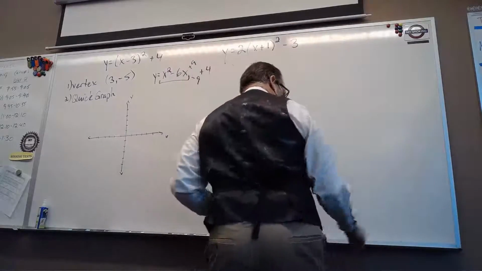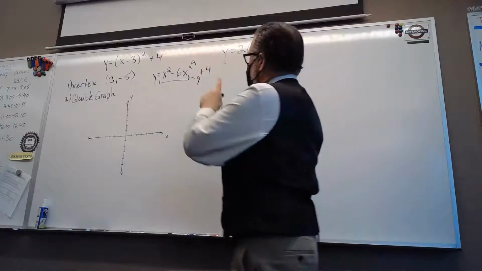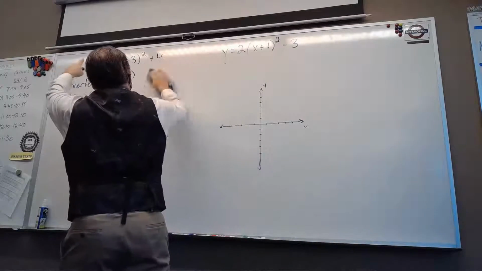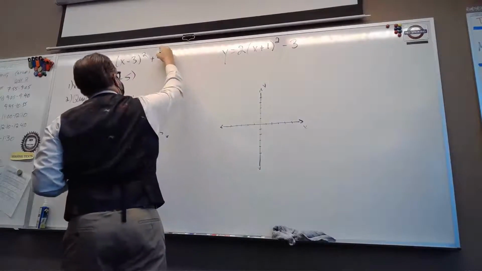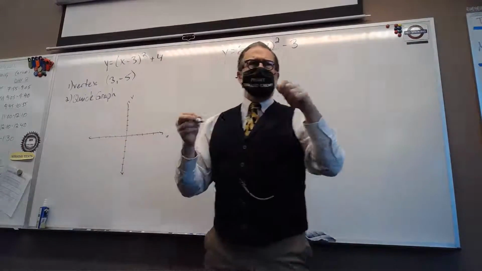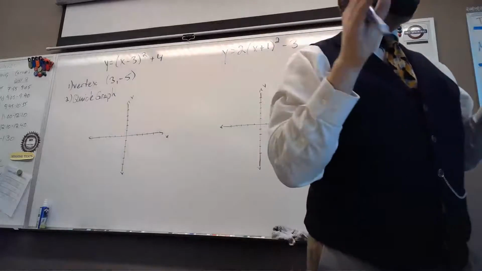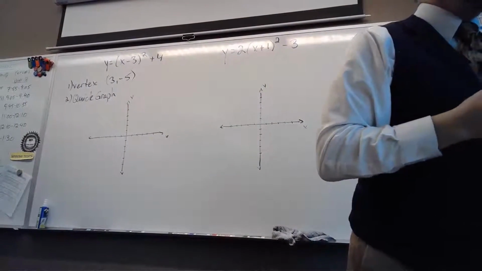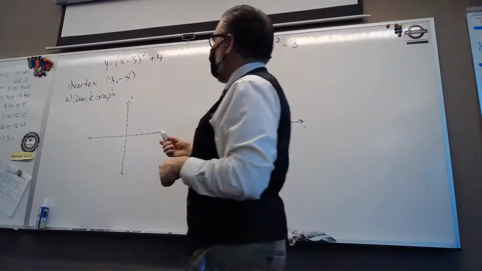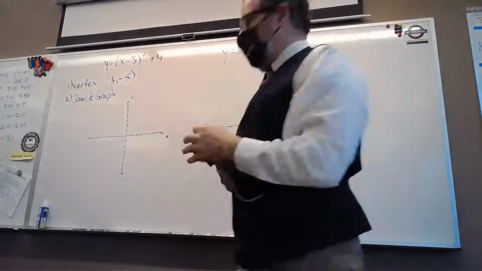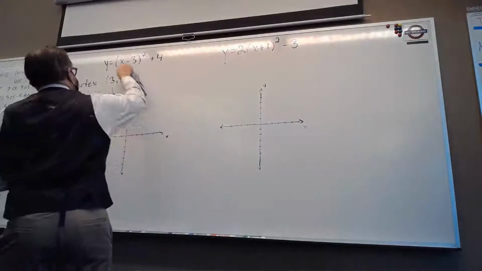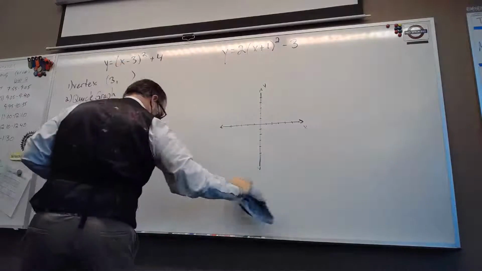So let's assume, Justin, that the square has already been completed for you, and that you don't have to put in the -9 to balance it out, because that's already been done. Where do you think the y value is of the vertex now? +4. There it is. Good.